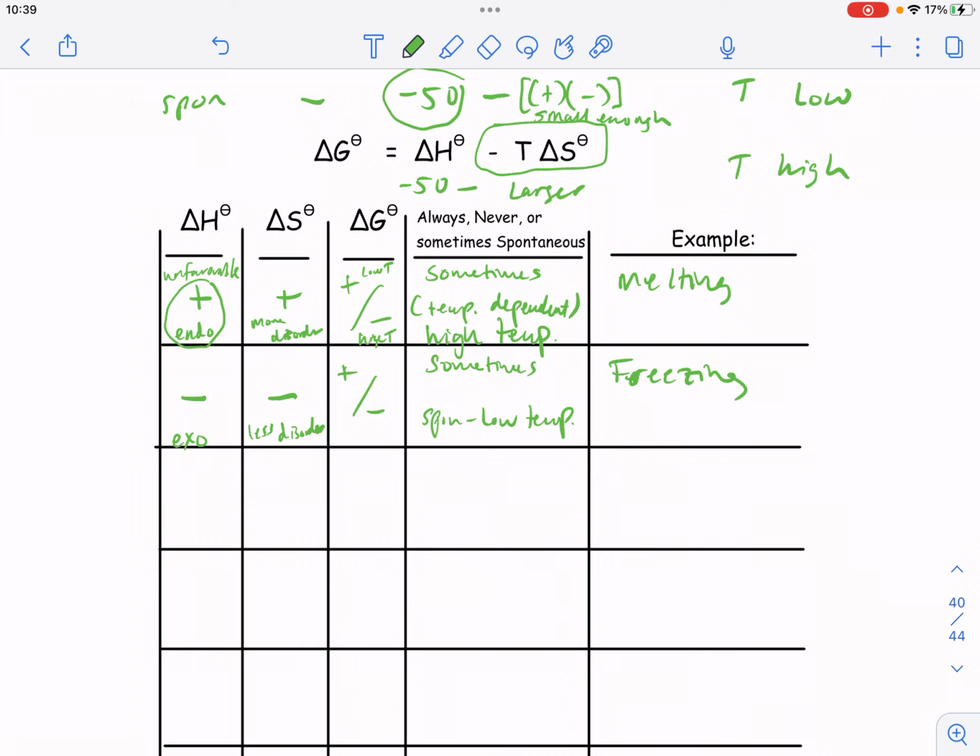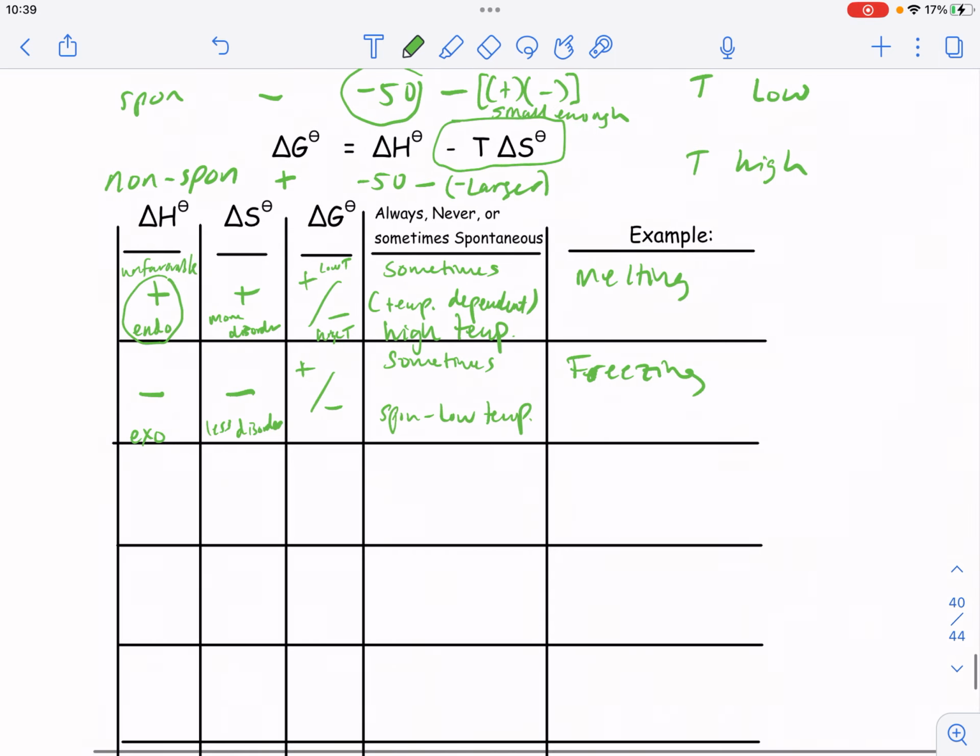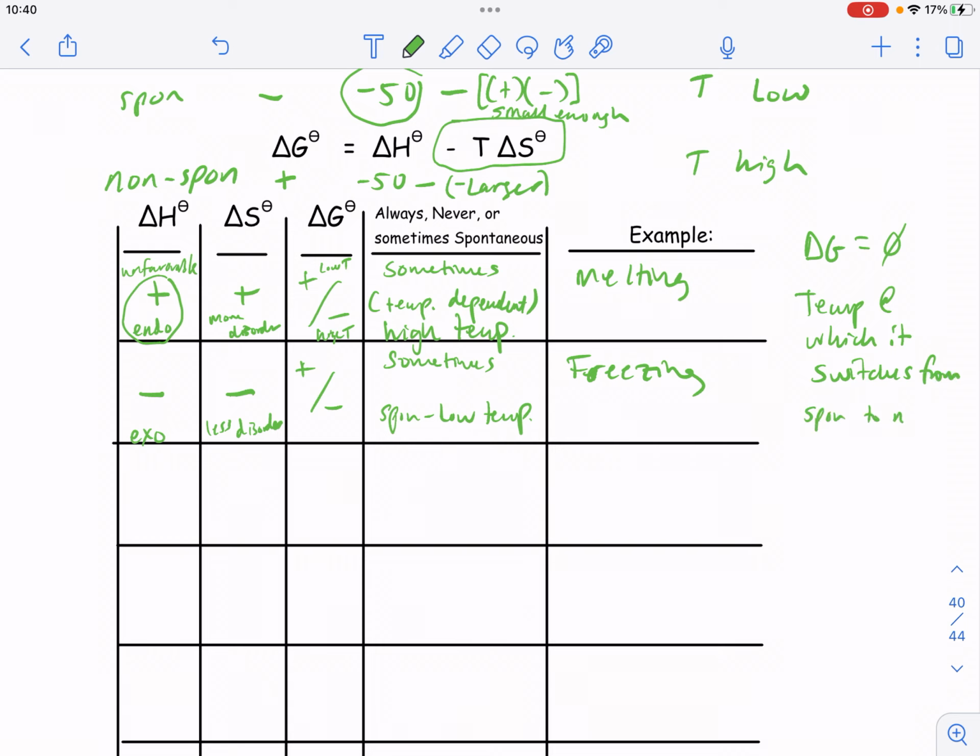We're subtracting a negative, and that will overall make delta G positive, and so it will become non-spontaneous. So these first two examples were ones where sometimes it's spontaneous and sometimes it's not, and it depends on temperature. The actual temperature at which it switches, you can solve for that by setting delta G to 0. If you set delta G equal to 0 and solve for the temp, that is the temp at which it switches from spontaneous to non-spontaneous.